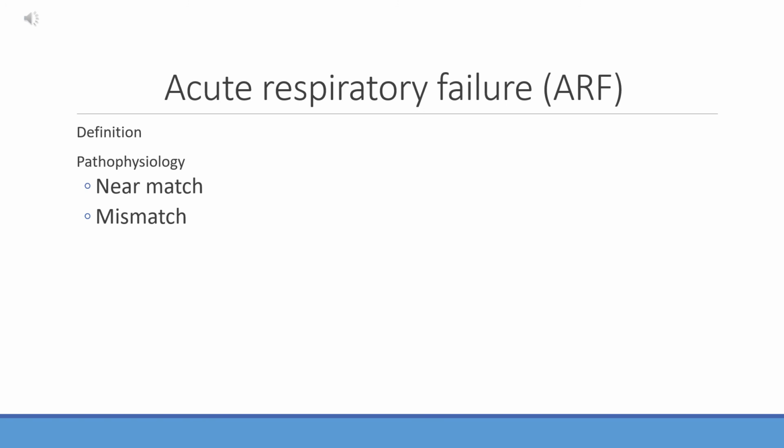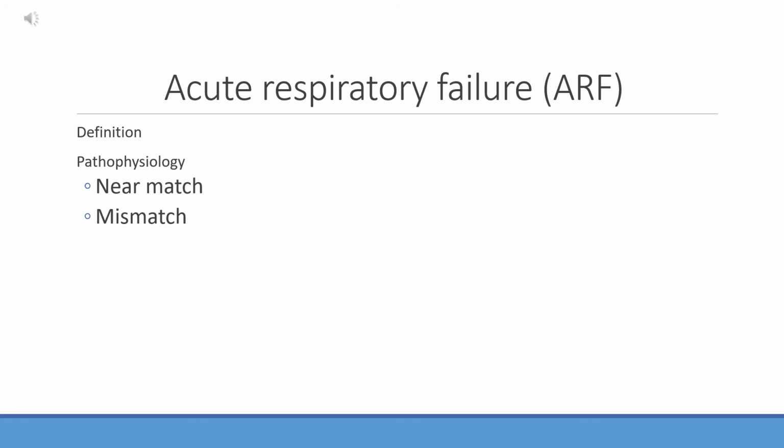Acute respiratory failure, ARF. Acute respiratory failure results from inadequate gas exchange by the respiratory system. We have what we call match and mismatch. A match is when there is a near match in the lungs between air movement, which is ventilation, and we represent that with a V, and blood flow, which is perfusion, that we represent with the letter Q, which is needed for adequate pulmonary gas exchange.